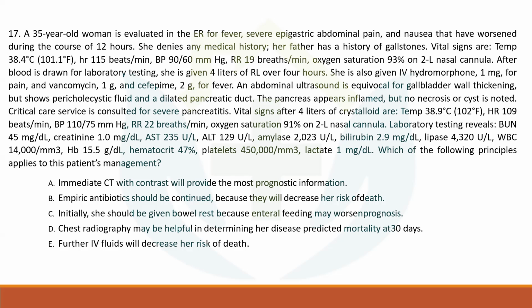The options here: immediate CT with contrast to provide most prognostic information. Empiric antibiotics should be continued because this will decrease the risk of death. Initially, she should be given bowel rest because enteral feeding may worsen the prognosis. A chest radiograph may be helpful in determining her disease predicted mortality at 30 days, and further IV fluids will decrease her risk of death. Such a big question, very simple diagnosis. You know what the diagnosis is, and they are asking about the patient's management.